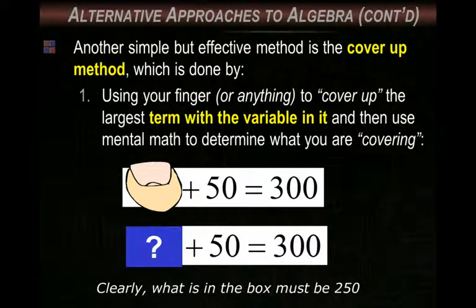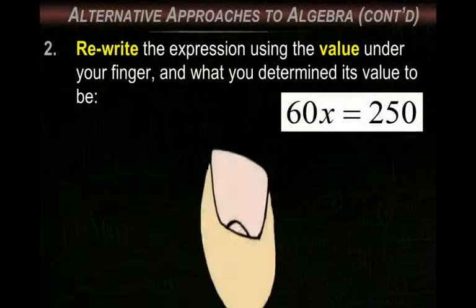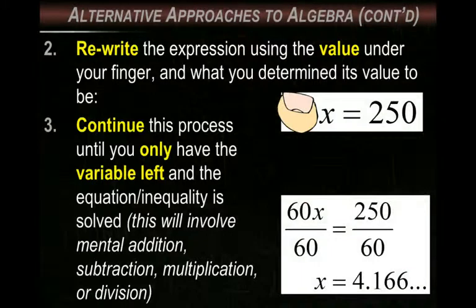And now I just use mental math. What plus 50 equals 300? Can anyone do that mentally? What is it? 250, right. So the thing I just covered up gets rewritten. So that thing I was covering up, which was the 60x, gets rewritten. And then the 250, which was the answer that Phoenix correctly gave us, gets put on the other side. And I continue this cover-up process.